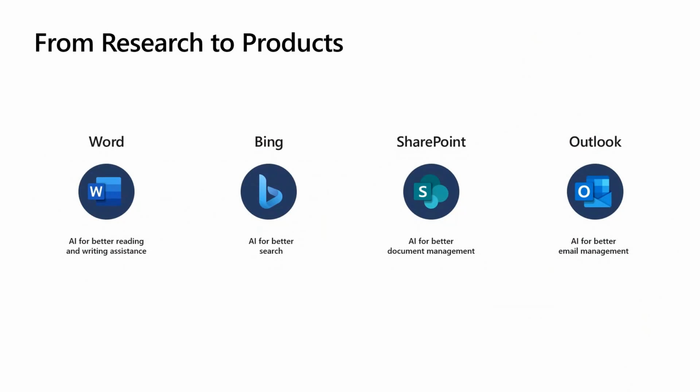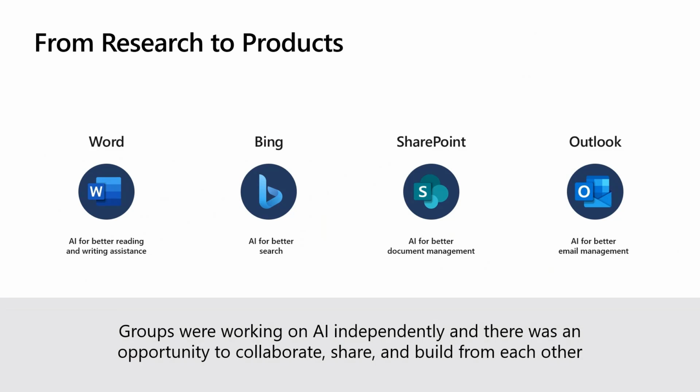In order to do that, we looked inside and noticed we weren't really doing AI as efficiently as we could. The way we were organized is we had different product groups, which had their own AI teams. Word would have an AI team working on reading and writing assistance. Bing would have an AI team working on better search. SharePoint would have an AI team working on better document management. And Outlook would have a team working on AI for better email management. So we had all these groups just doing AI independently. And we saw this opportunity where if we collaborated and shared and built AI on top of each other, we could be way more productive and more effective.